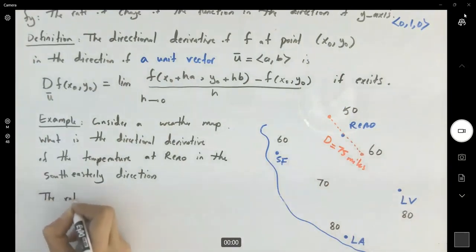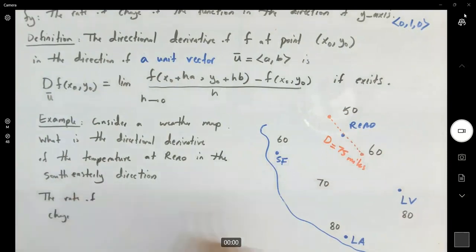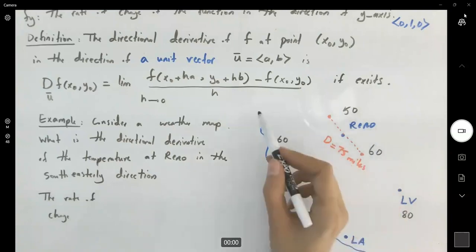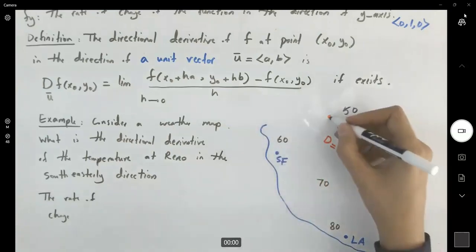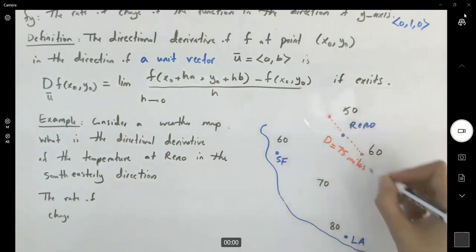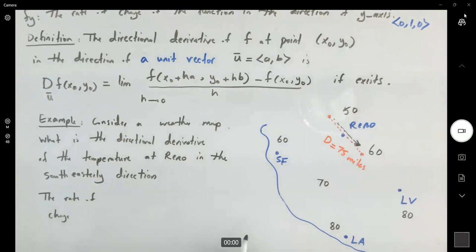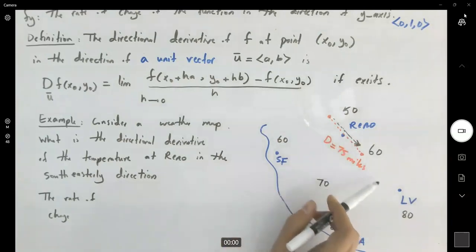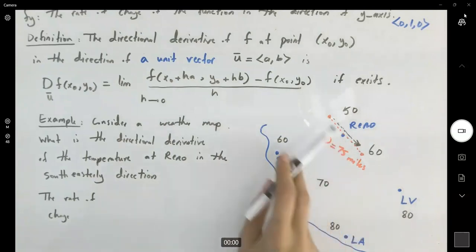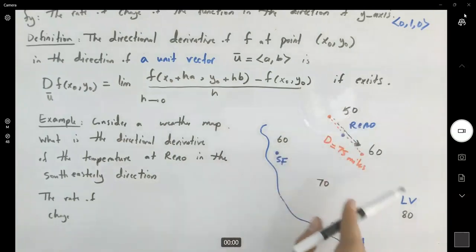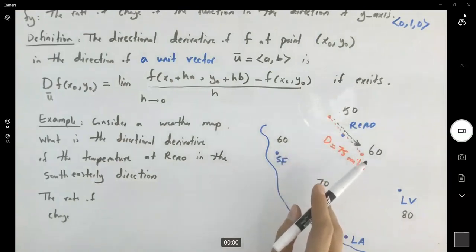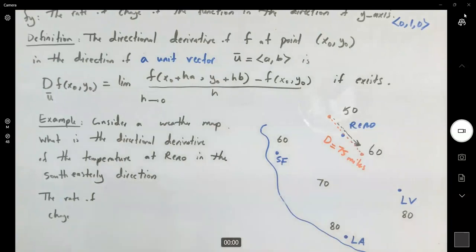So the rate of change, not in this direction, not in this direction, not in this direction, but in this direction. So Reno, southeasterly direction, in this direction. How is the temperature changing? Is it a negative change? Is it a positive change? Well, by looking at the weather map, as we go toward the south, the temperature is rising. So we expect to have a positive rate of change because it's increasing.